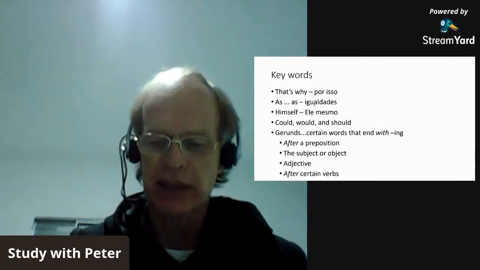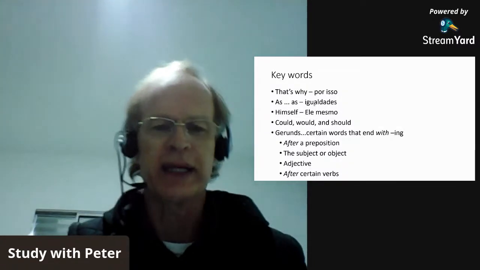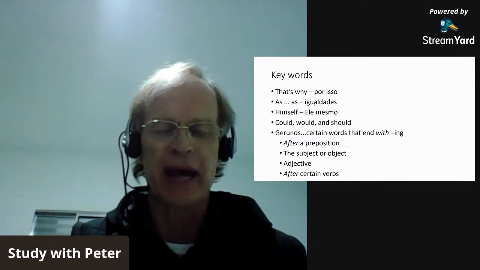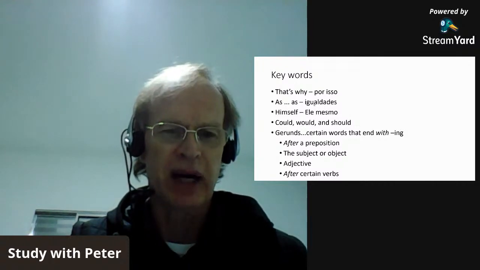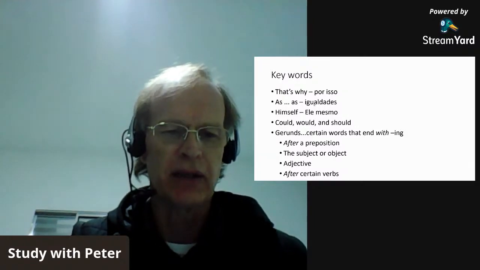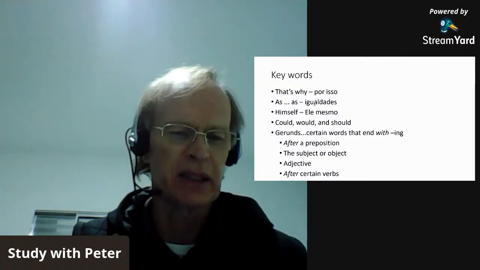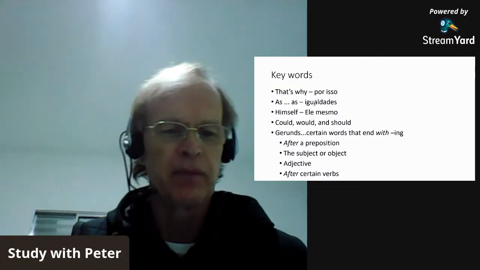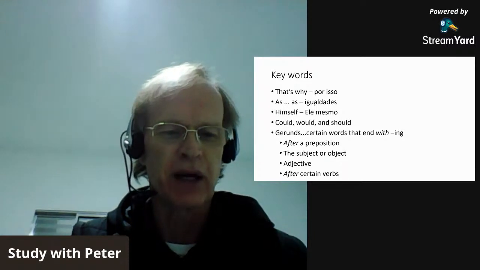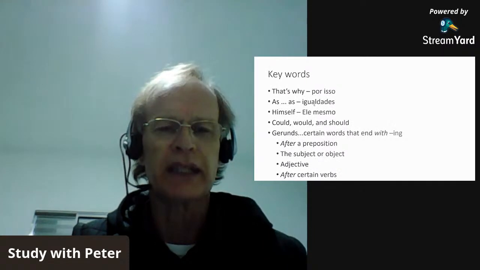And then the gerunds. Gerunds are always important, guys. This is a confusing part of English. These are the words that end with ing, but they're not verbs. I am buying. Okay, that's fine. But we will look at these exceptions where these are not verbs: after a preposition, the subject or the object, and then the adjective, and then after certain verbs. All right, let's go quickly to our presentation tonight.